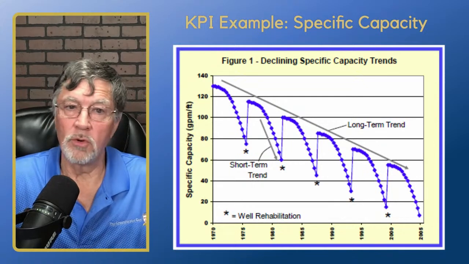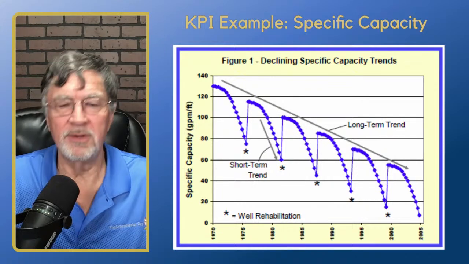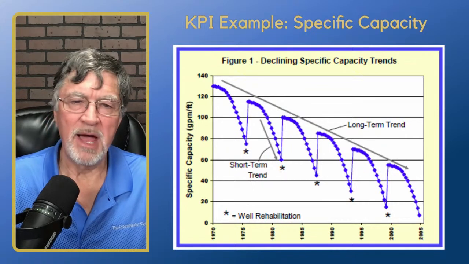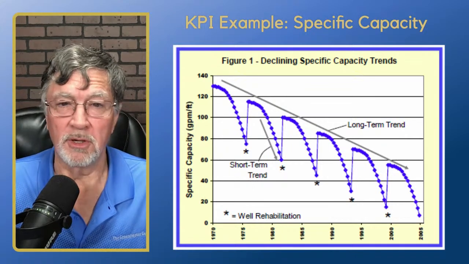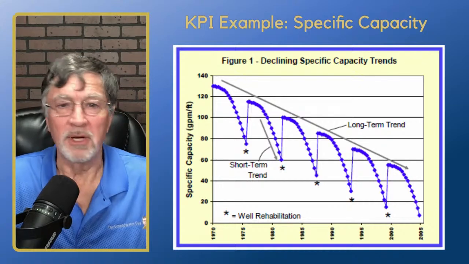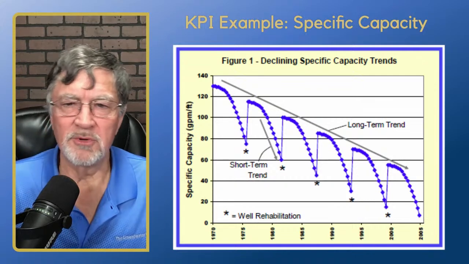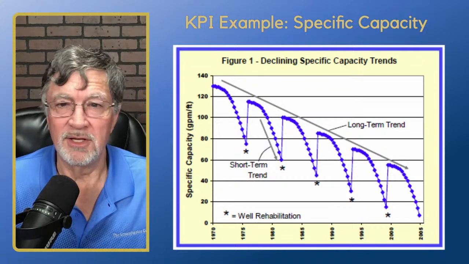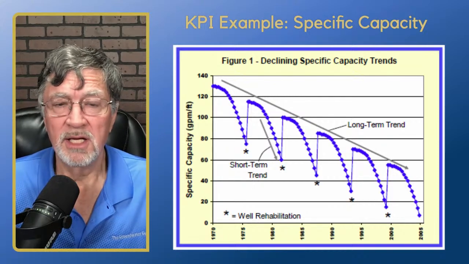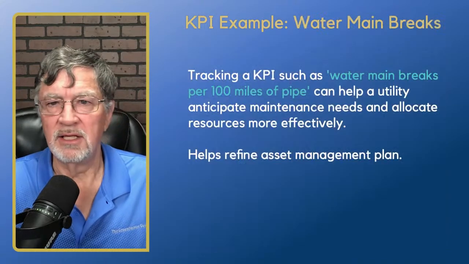And then you can restore. Generally, if you're doing well rehab when you're around 10 or 15% decline, you can get it back pretty close to what your original capacity was. You wait too long, you're getting this situation here. But even in this situation here, you can see that the long-term trend versus the short-term trend is a pretty remarkable contrast. So that's where we want to be, and this is a good example of a KPI.